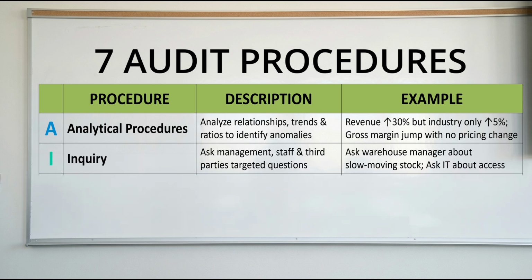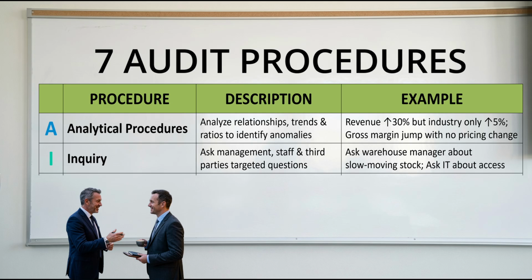Next, we have inquiry. You ask people questions. You ask management about their accounting estimates. You ask the warehouse manager about slow-moving stock. You ask the IT department about system access controls. Inquiry is everywhere in an audit. But here's the golden rule. Inquiry alone is never enough. Never. You can't just ask management, are all your revenues real? And write down yes in your working papers. You need to corroborate, always.